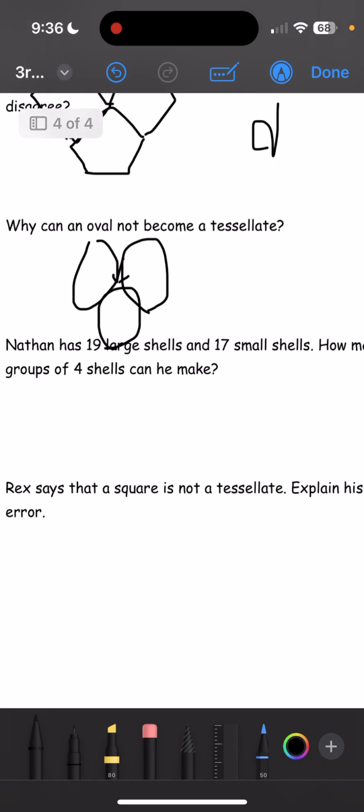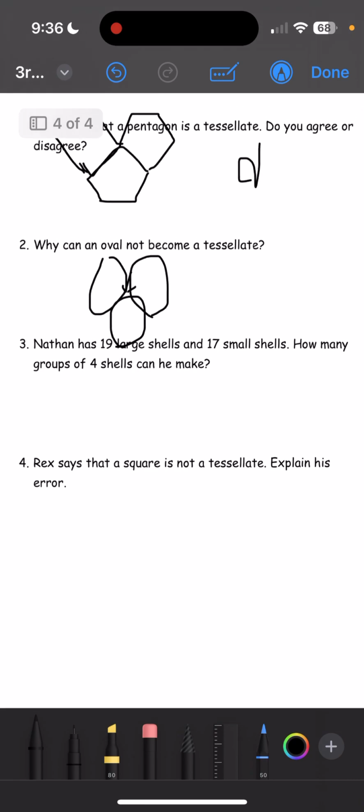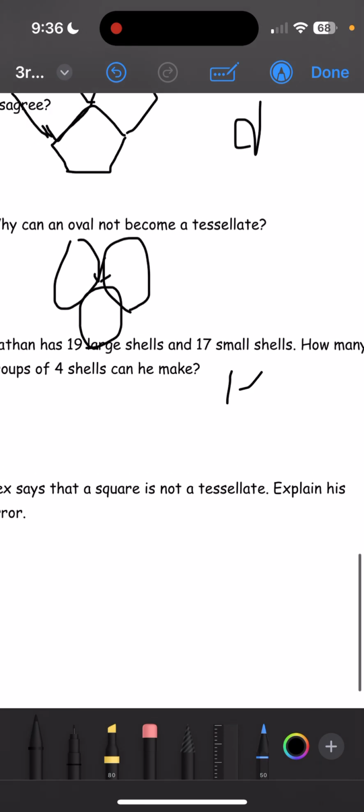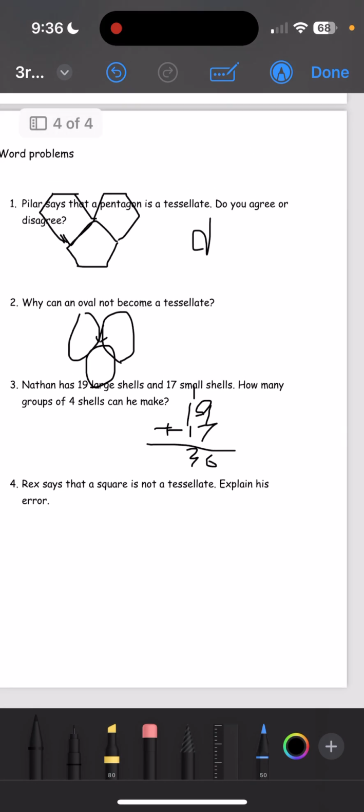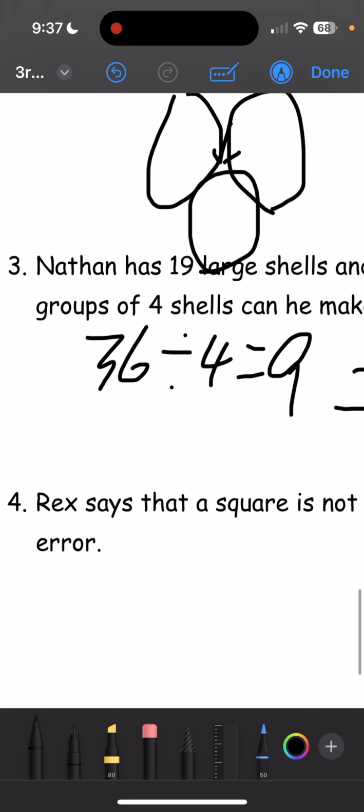Nathan has 19 large shells and 17 small shells. How many groups of 4 shells can he make? So that'd be 19 plus 17, which would give us 36. And 36 divided into 4 groups, we would get 9.